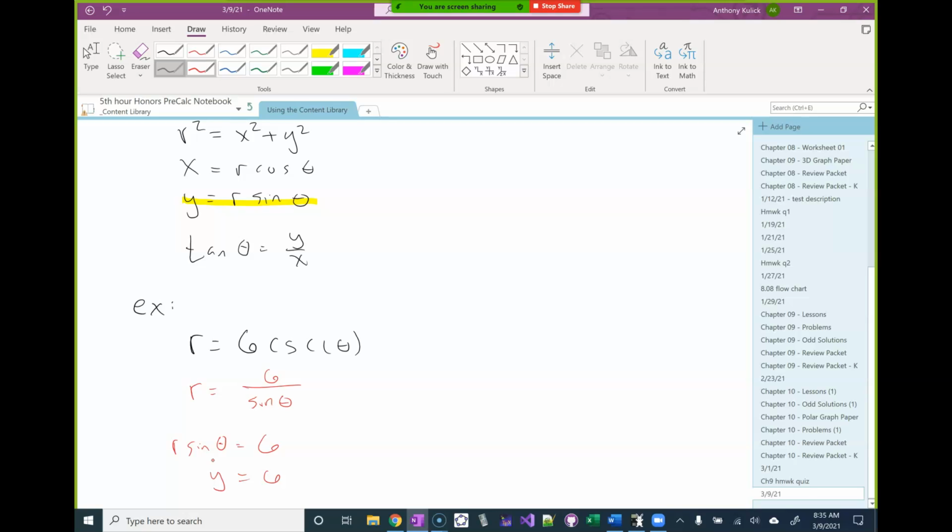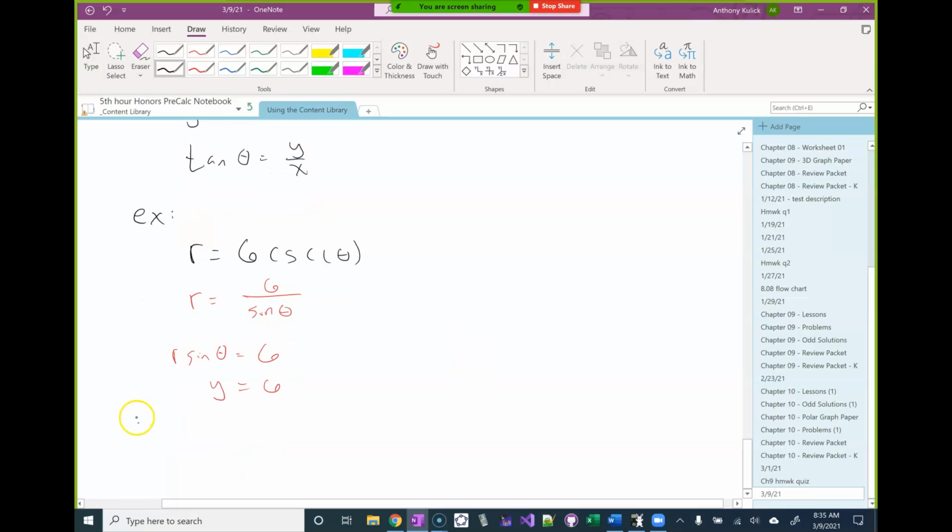Let's do something that's a little less trivial. Let's do r is equal to 6 cosine theta. Before we translate that into a rectangular equation, let's just take a look at what the graph of this is going to look like.